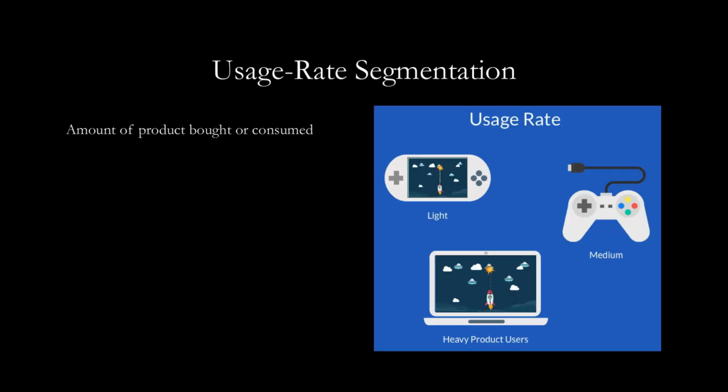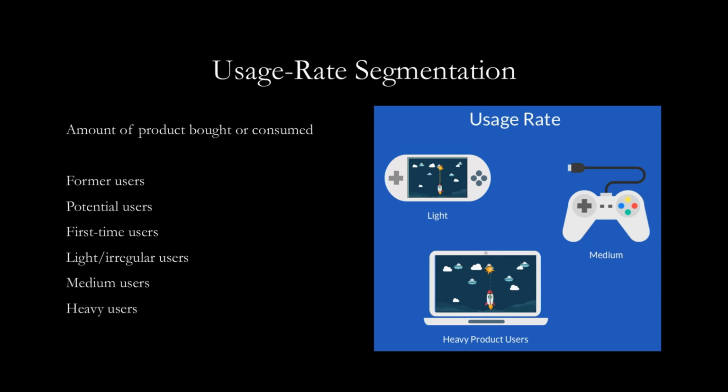Usage rate segmentation divides the market by the amount of product bought or consumed. Categories typically include former users, potential users, first-time users, light or irregular users, medium users, and heavy users. Segmenting by usage rate enables marketers to focus their efforts on heavy users or develop multiple marketing mixes aimed at different segments. You've probably heard of the 80-20 rule. 20% of customers generate roughly 80% of demand. This makes usage rate segmentation critical for marketers.